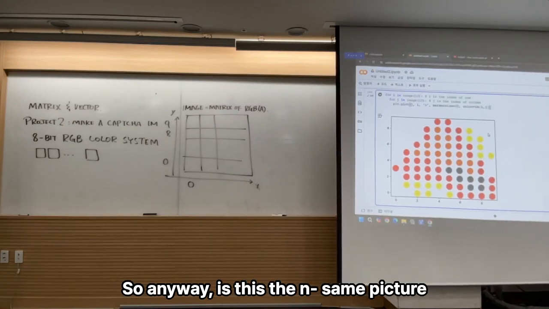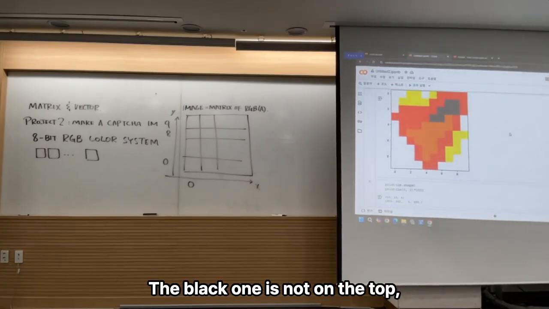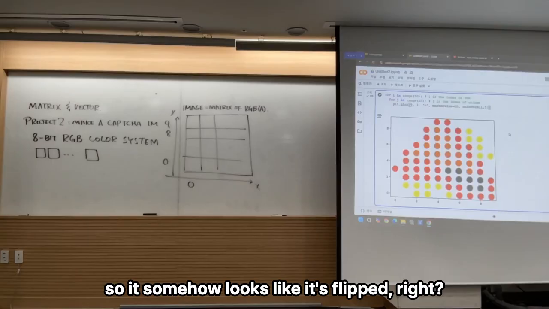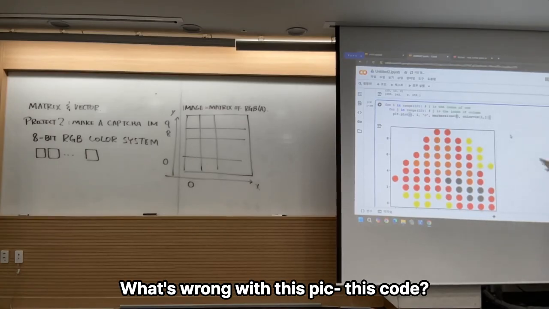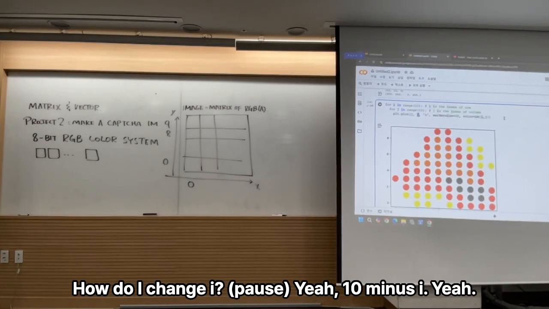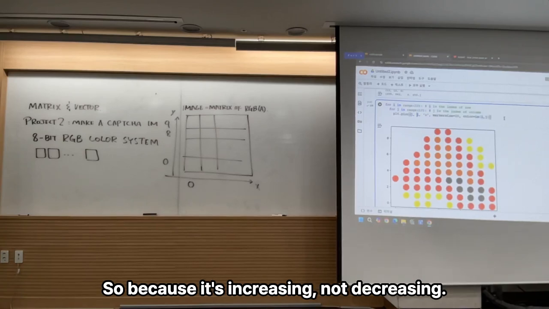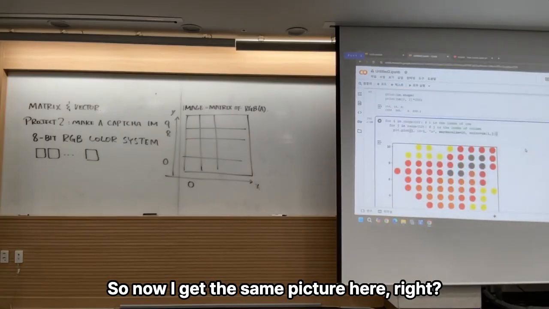So anyway, is this the same picture as above here? The black one is not on the top, it's on the bottom. So it somehow looks like it's flipped, right? Why is it flipped? What's wrong with this code? Yes, the order is different. How do I change it? How do I change I? Yeah, 10 minus I, because it's increasing, not decreasing. So now I get the same picture here, right?